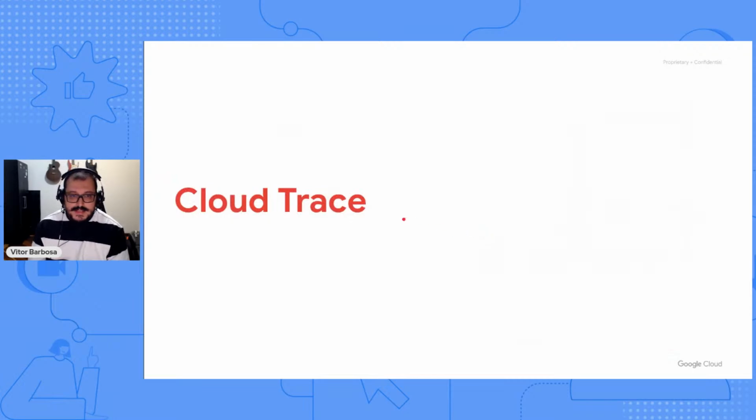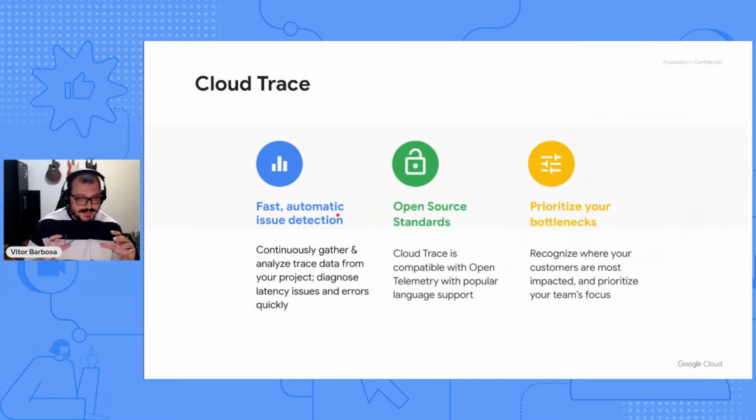We also have CloudTrace. The idea of CloudTrace is to gather traces of your applications and store those traces in Google Cloud, and then we provide an interface for you to analyze those traces. And with traces, we can diagnose latency issues, application errors, and where my application is taking time to process the entire request. So where is my latency in my application?